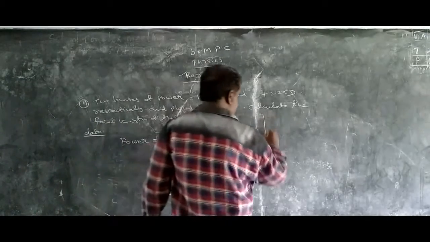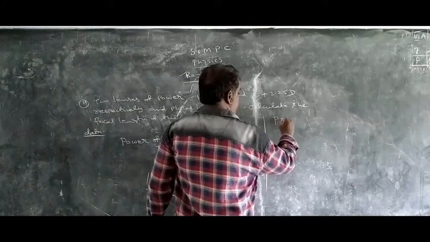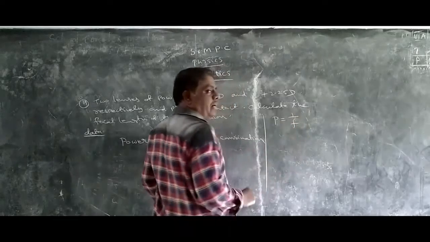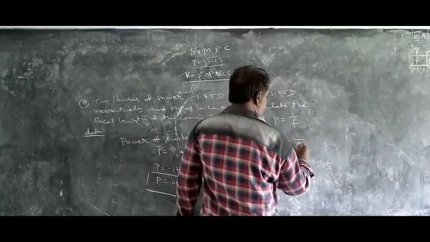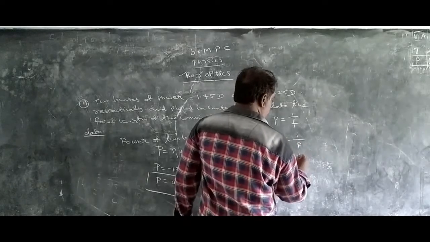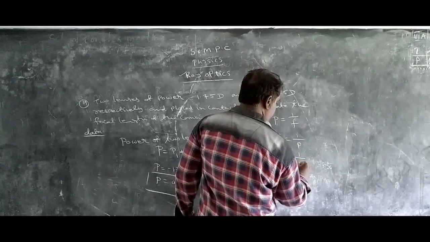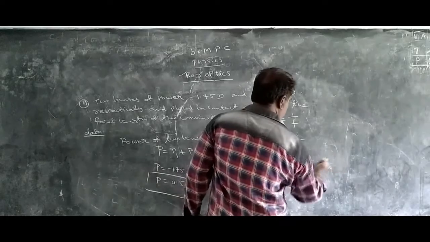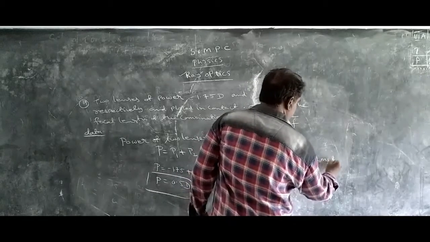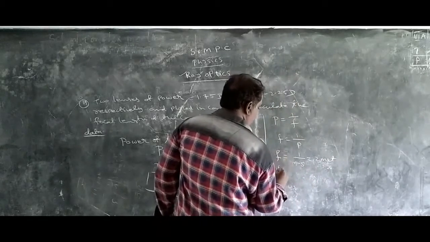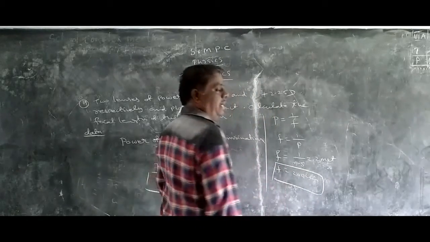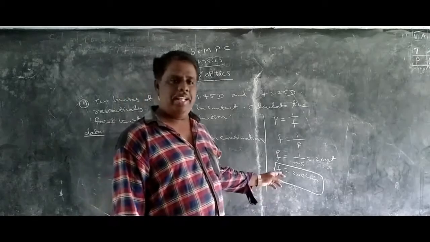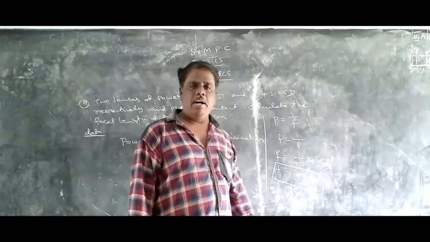This is the combination of the power of two lenses when they are in contact. So then the focal length. We know that power is the reciprocal of the focal length. Therefore, F is equal to 1 by P, that is 1 by 0.5, that is equal to 2 meter, or F is equal to 200 centimeter. This is the combined focal length of two lenses when they are in contact.